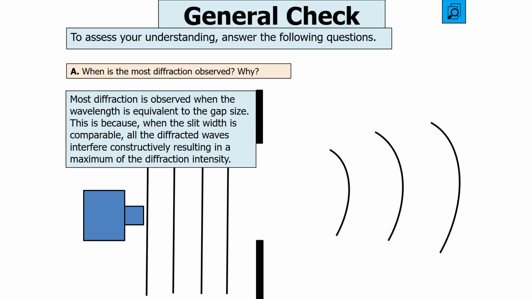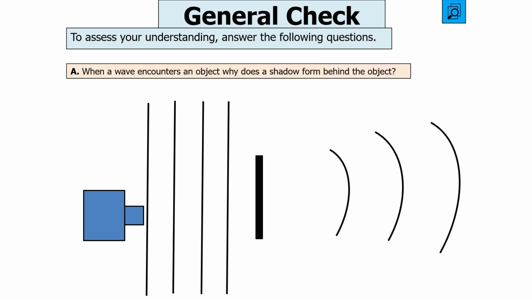This is because when the slit width is comparable to the wavelength, all the diffracted waves will interfere constructively, resulting in a maximum of diffraction intensity. The next question says, when a wave encounters an object, why does a shadow form behind an object?